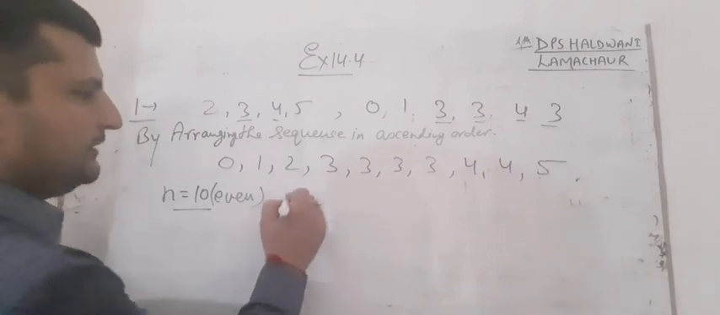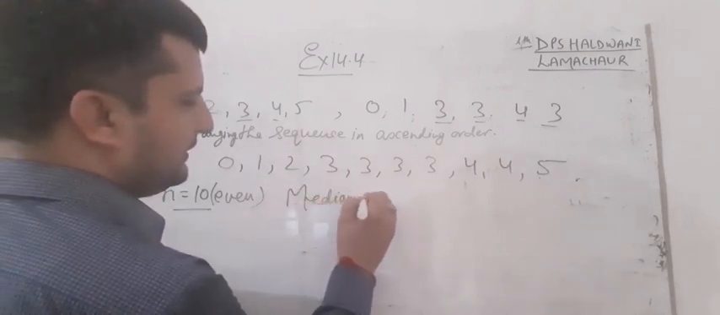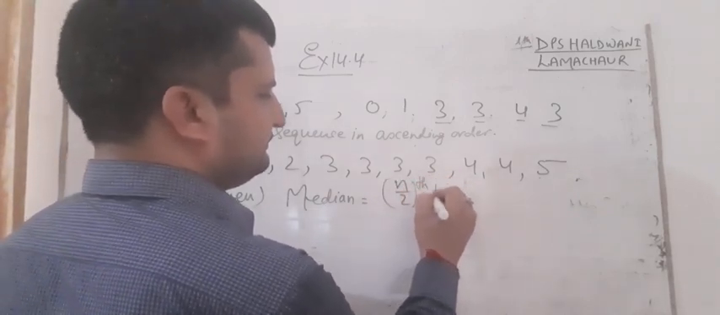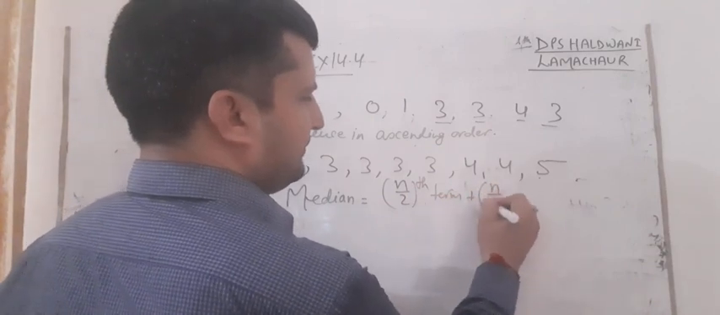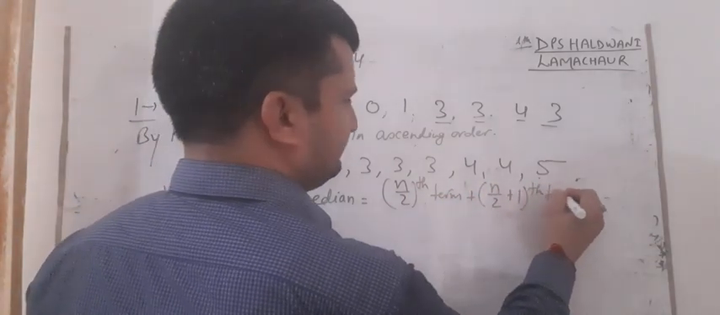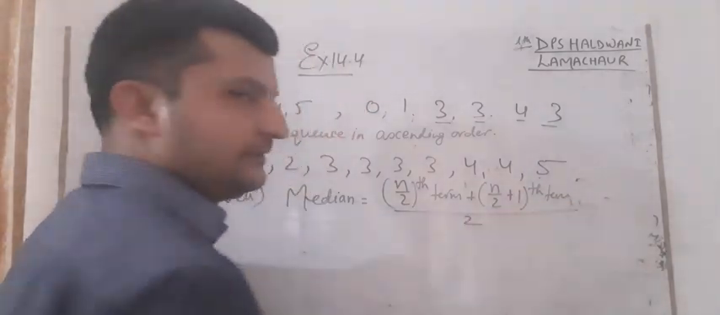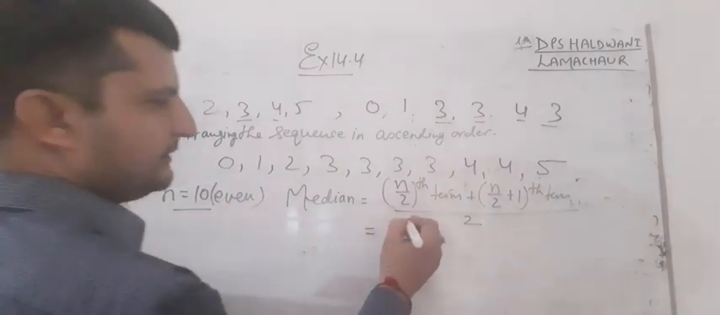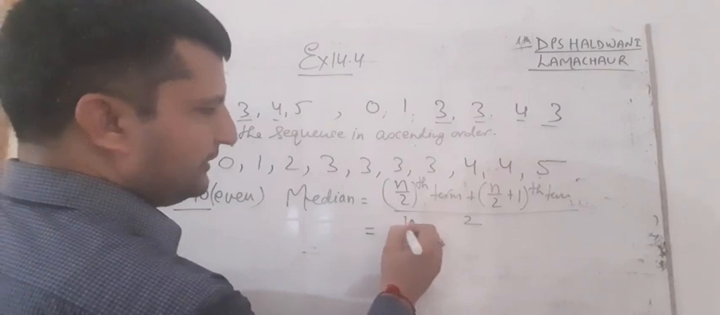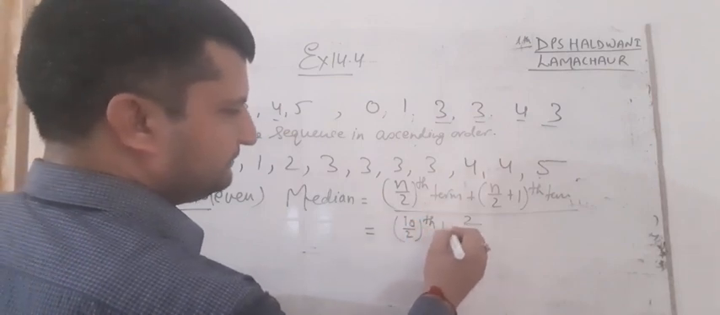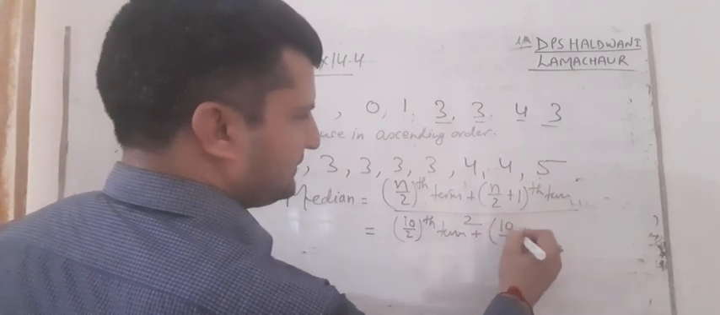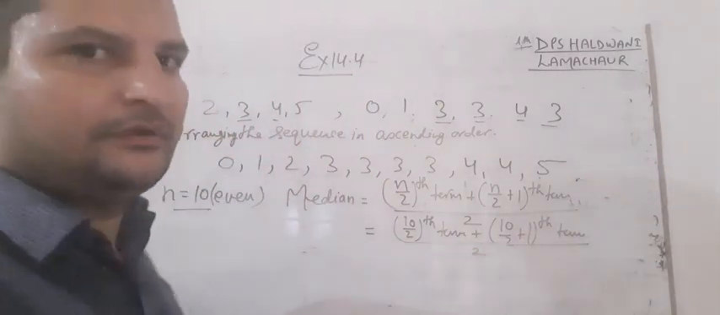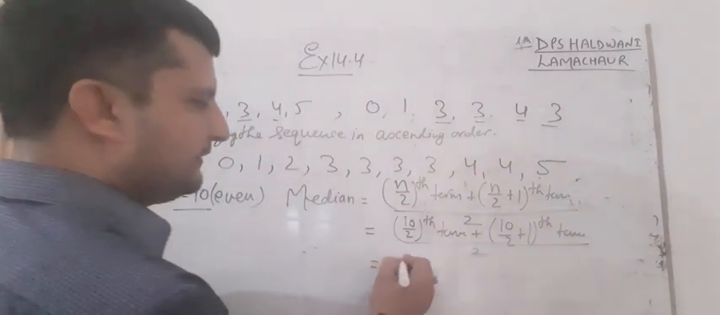So how can we find the median? Again I am writing the formula. You can learn it by writing again and again. N upon 2th term plus n upon 2 plus 1th term, divided by 2. So students, n is equal to 10 we have written. So we can write it as 10 upon 2th term plus 10 upon 2 plus 1th term, whole divided by 2. So 10 by 2th term means the 5th term.